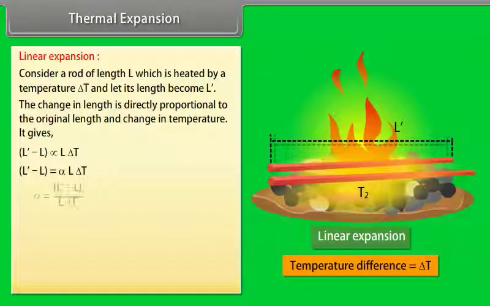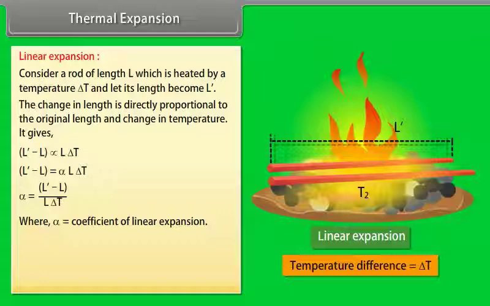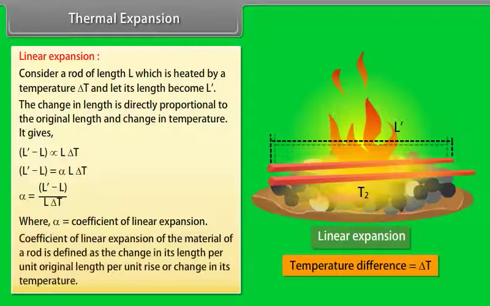Value of alpha is equal to (L dash minus L)/(L delta T), where alpha is equal to the coefficient of linear expansion. Coefficient of linear expansion of the material of a rod is defined as the change in its length per unit original length per unit rise or change in its temperature.